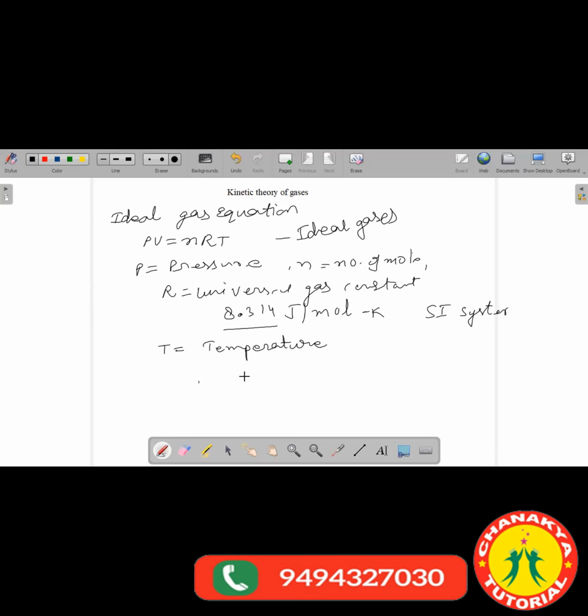So the real gas equation has a little bit of amendment in this equation. The real gas equation is given as (P plus a by V squared) times (V minus b) equals nRT. So this is the correction that is made. Here b is a constant which has the same dimension as volume, so we can assume b to be the volume of the molecule. So these are the corrections which are applied for the real gases.